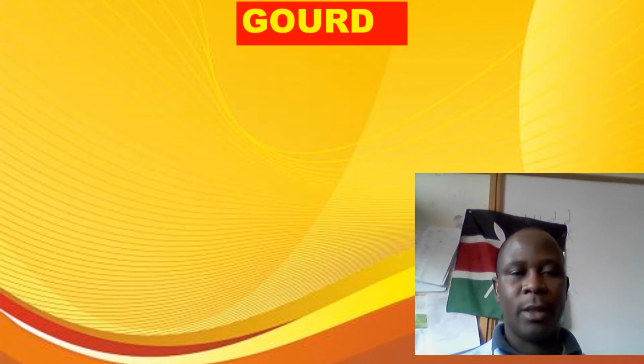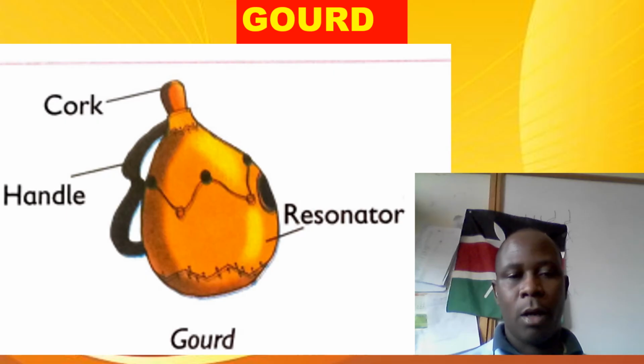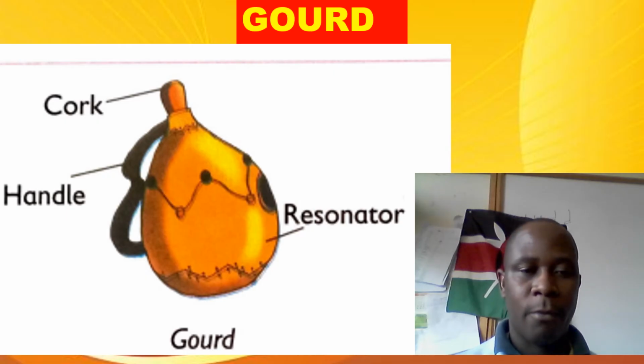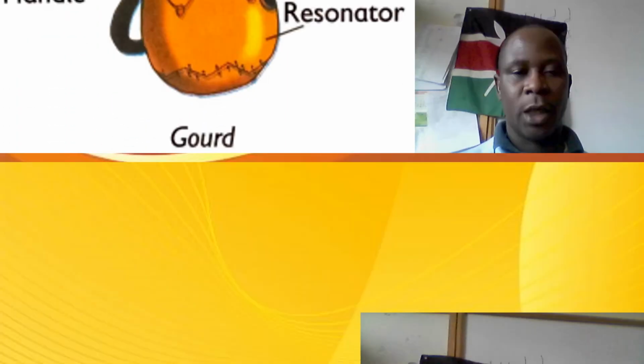Let's look at the gourd. The gourd has a cork. It's a bottle. Then we have a bottle top, and the handles. Then you have the resonator when you are shaking.